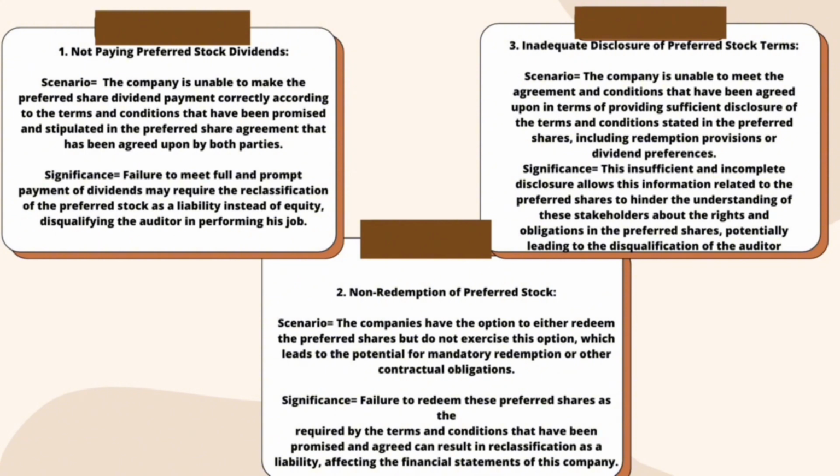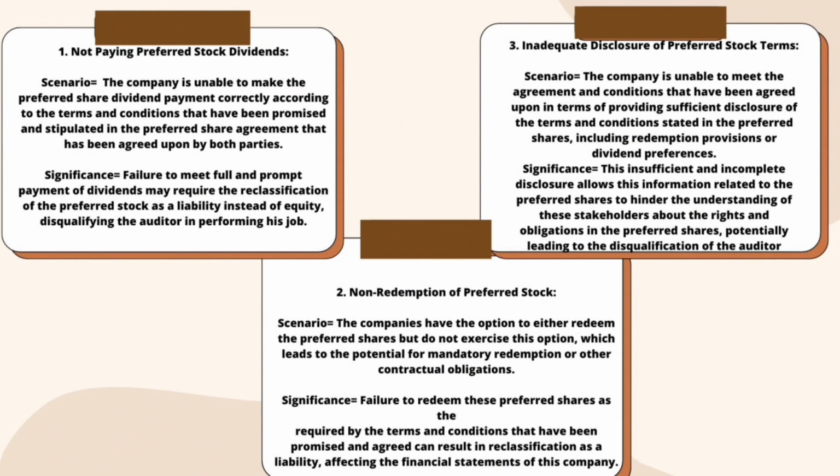The second one is non-redemption of preferred stock. The second scenario is the company has the option to redeem the preferred share but does not exercise this option, which leads to the potential for mandatory redemption. Number three is inadequate disclosure of preferred stock terms.